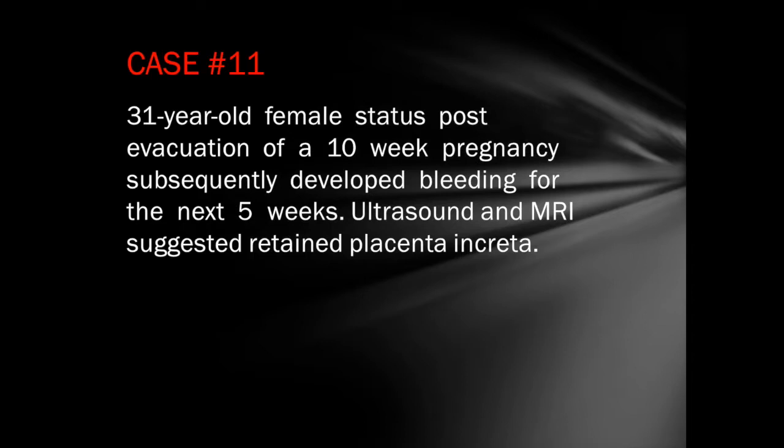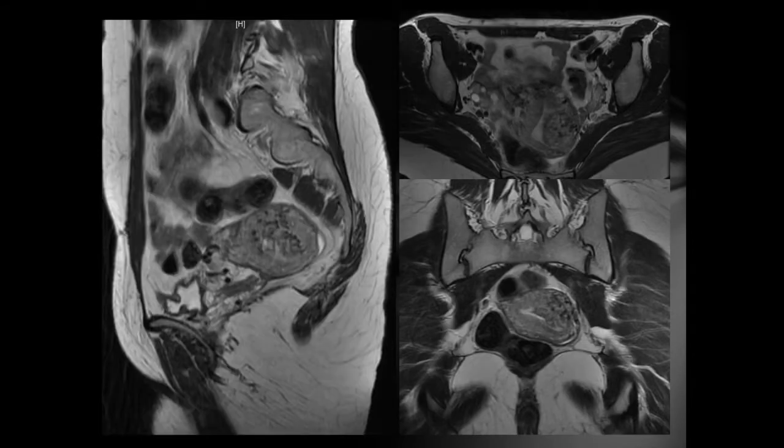All right, on to our last topic. This is a 31-year-old female post-evacuation of a 10-week pregnancy, subsequently developed bleeding for the next 5 weeks. Ultrasound and MRI suggested retained placenta increta. These are sagittal, axial, and coronal MRI images demonstrating retained placenta deep into the myometrial wall, again suggestive of retained placenta increta.